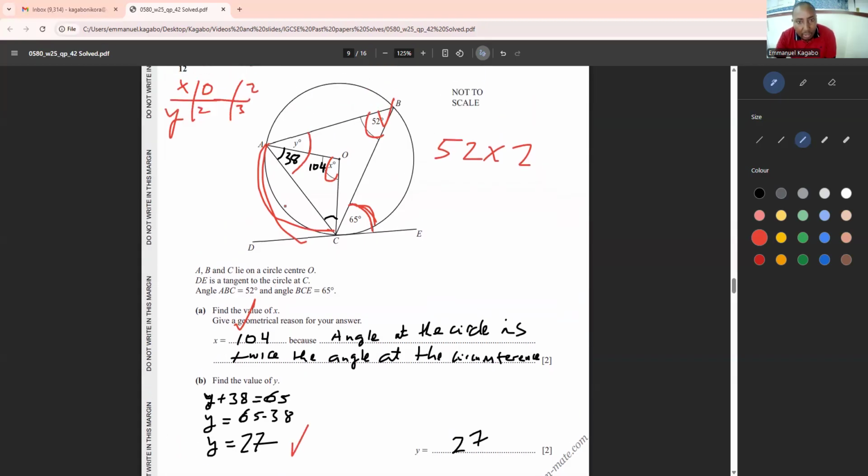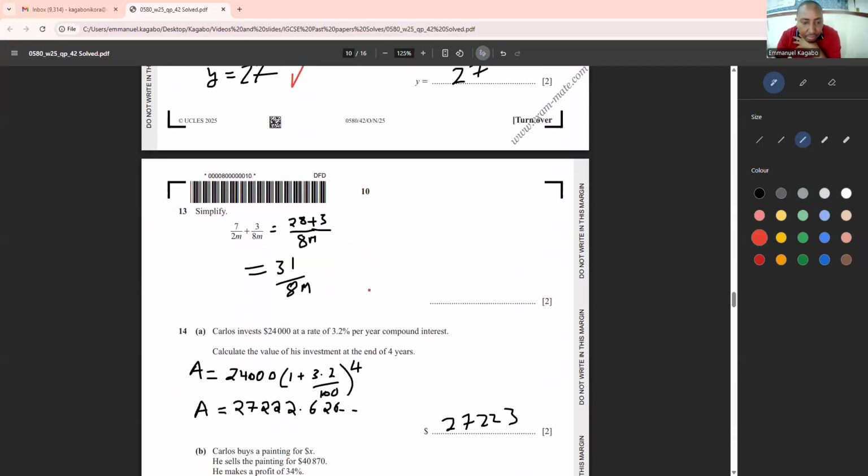But also there's another way. You can just try to use that the angle between a tangent and the radius is 90 degrees. It can give you this point. And then you consider all the angles in a triangle and they add up to 180, and that gives you the same answer. Okay? Very good.